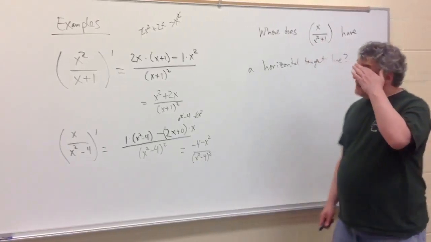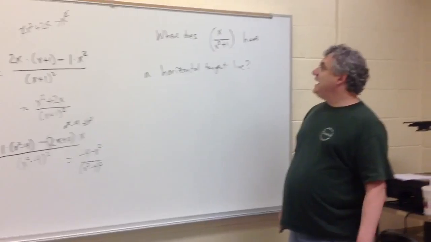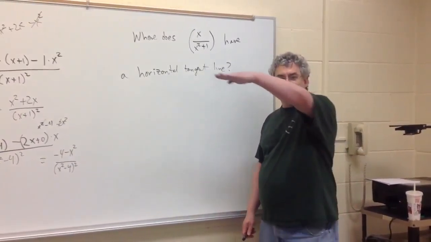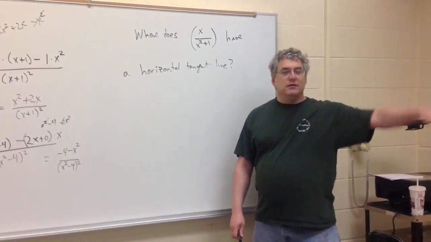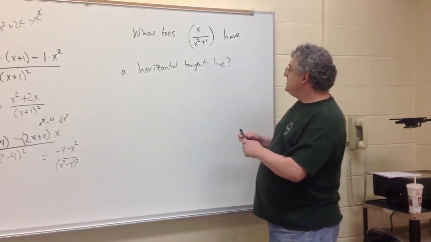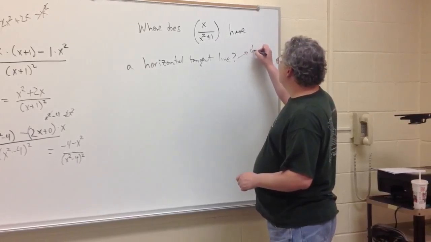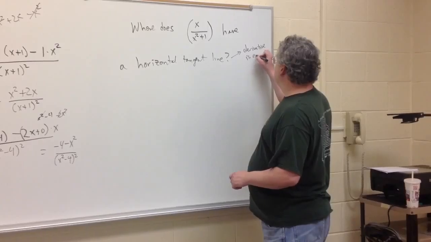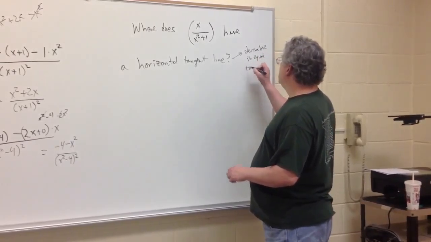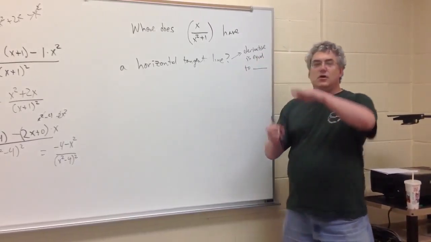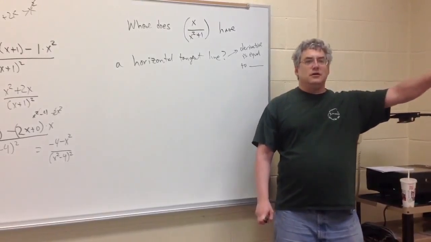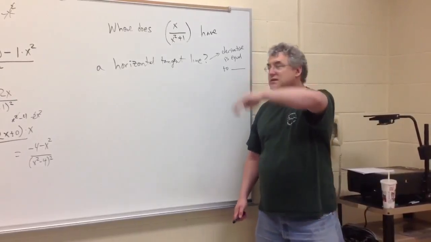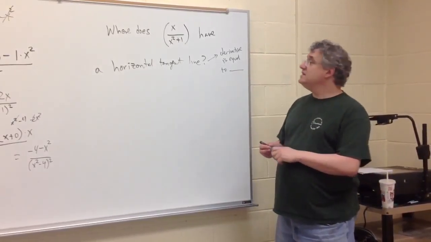Let's close with one more example. This one has to do with this function. I'm asking where it has a horizontal tangent line. So where's the tangent line? Flat. Now, that means, what's the derivative? Horizontal tangent line, the slope of the tangent line is the derivative. So horizontal tangent line means the derivative is equal to 0.